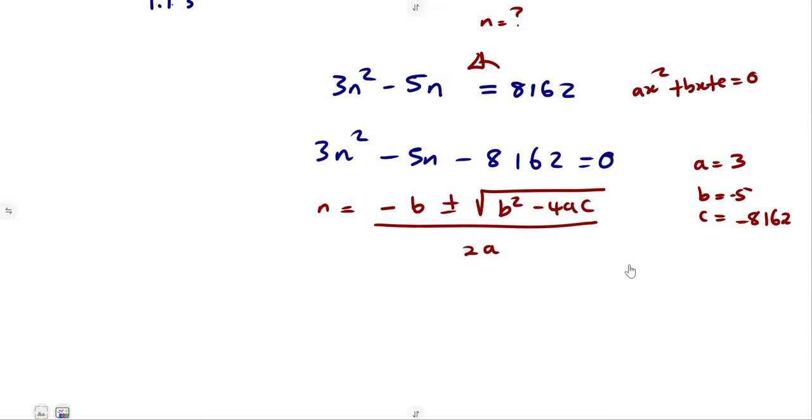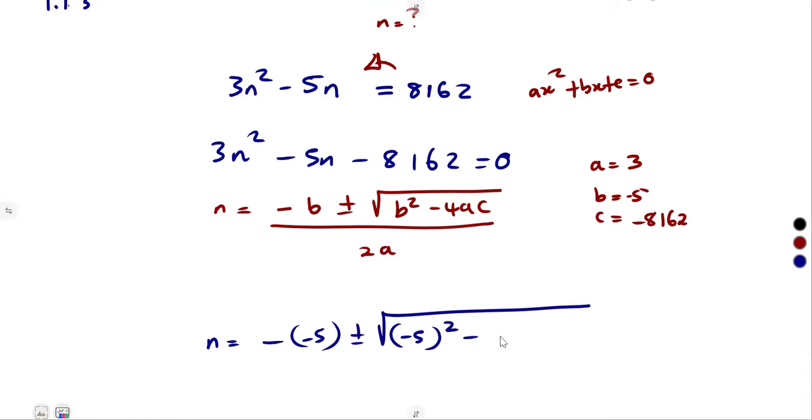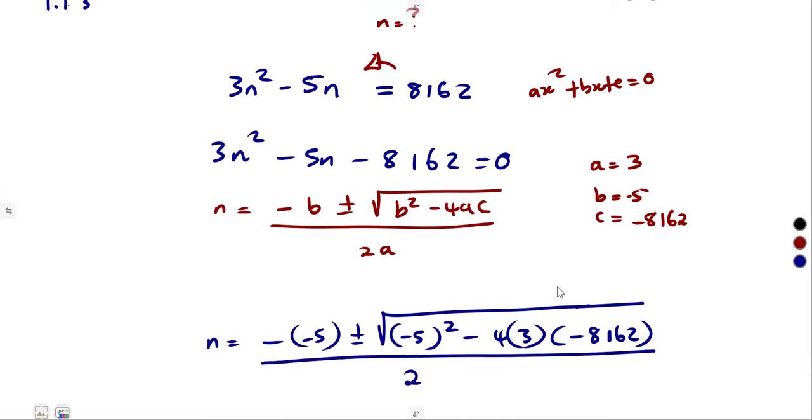So we can simply substitute into our formula to determine our n: minus b, which is negative 5, plus or minus the square root of b squared, that's minus 5 squared, minus 4 times our a, which is 3, and our c, which is negative 8,162. Everything over 2 times a, which is 2 times 3.